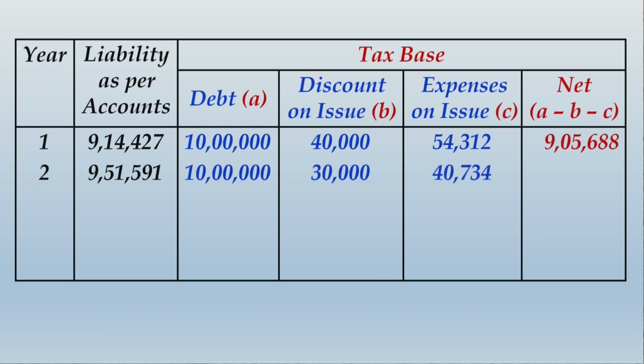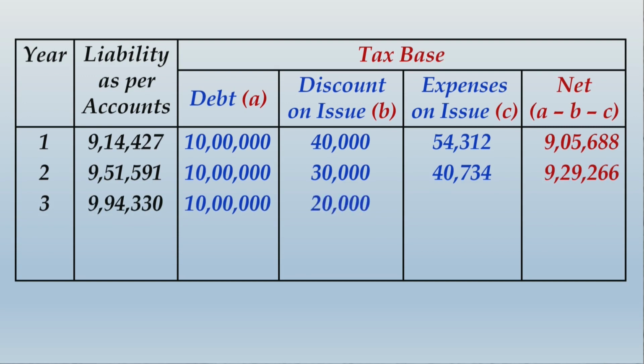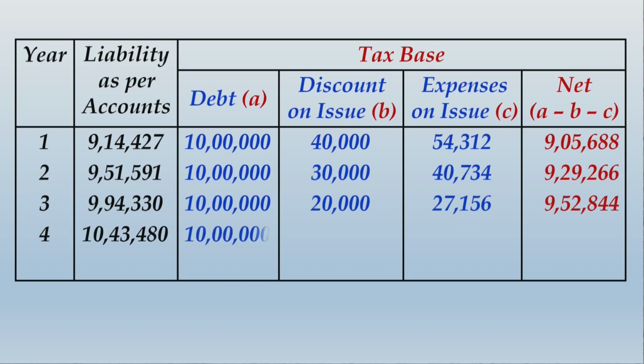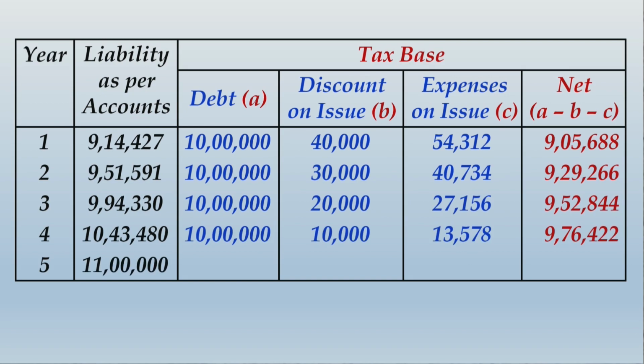Now you have to make the calculation in this pattern for each of the 5 years, and you would see each year in the tax base the discount on issue and expense on issue both are reducing, so the tax base amount is gradually building up. On the other side, the liability as per accounts is also rising up year after year.